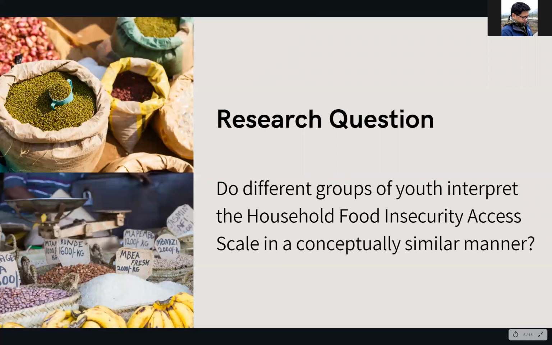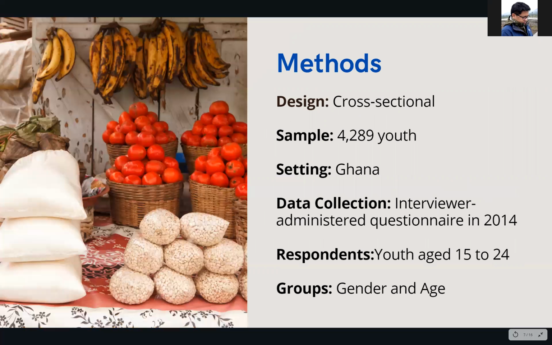The research question that we examined pertains to establishing whether different groups of youth interpret the Household Food Insecurity Access Scale in a conceptually similar manner. Answering this question in a statistically rigorous way helps us ensure that the comparisons we make represent true differences in our construct of interest and not differences due to some other factors.